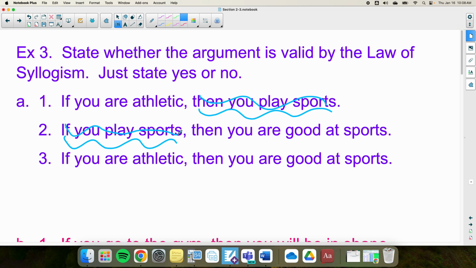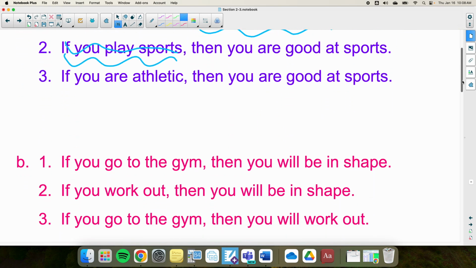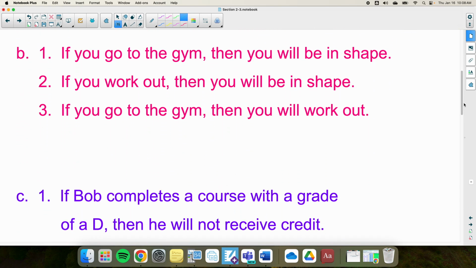And it doesn't have to be true, okay? There's plenty of athletic kids in our school that don't play sports. But, so you don't worry about if it's true or not.